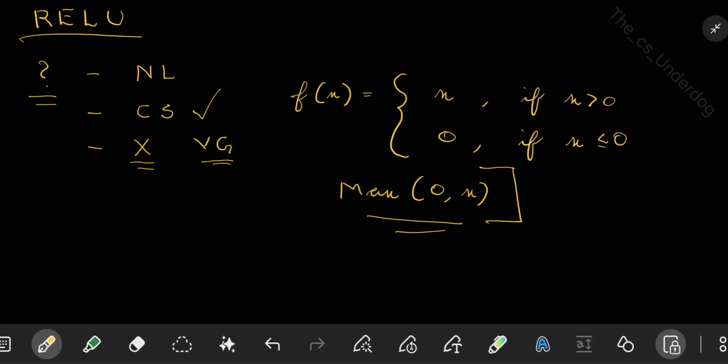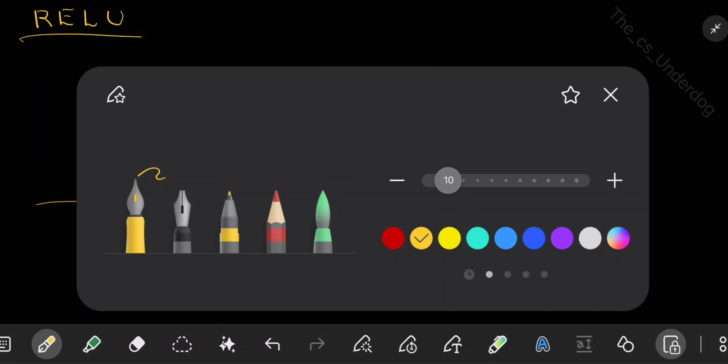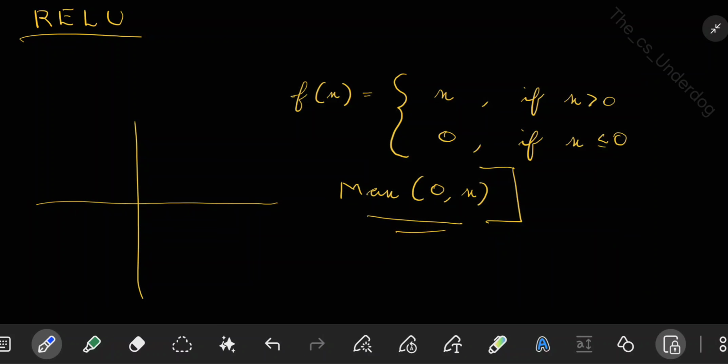Next thing is, let us draw the graph and understand how ReLU's graph will look. If I draw the graph of ReLU, it will look something like this. Let us say this is my graph. I'll take a different color. I'll take blue in order to draw ReLU.